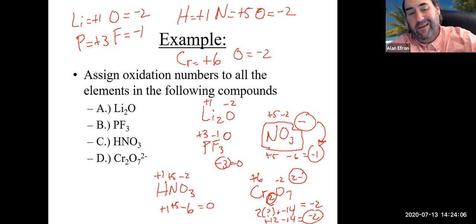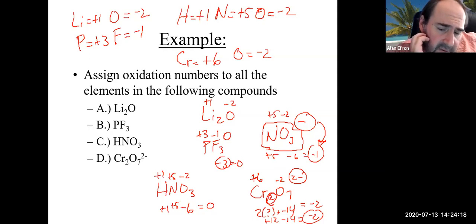Really important to be able to do this, obviously, because pretty much in this entire chapter and beyond, I guess, you have to be able to figure out what is being oxidized, what is being reduced, and obviously, in most cases, that oxidation state is going to help you do that. Any questions on any of that there?